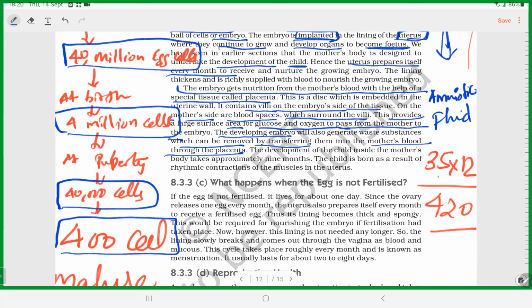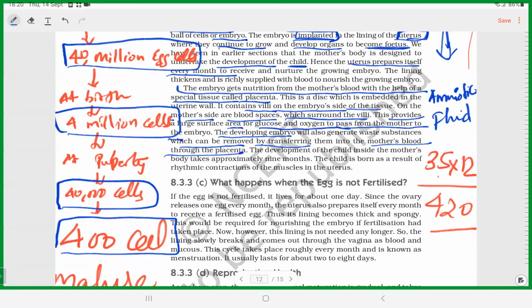keep that in mind. From this paragraph, they may ask many questions, like how the uterus supports the development of the fetus, what is the placenta, what is the function of the placenta, what is amniotic fluid, and what makes amniotic fluid. Like that, many questions can be asked from this particular paragraph. So please read the paragraph very carefully.